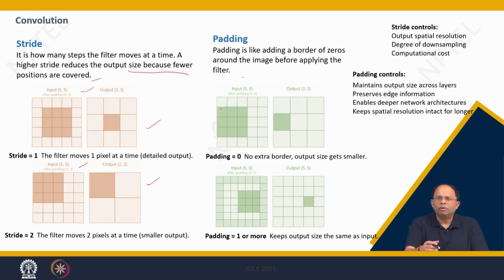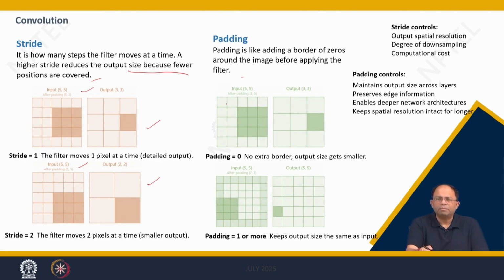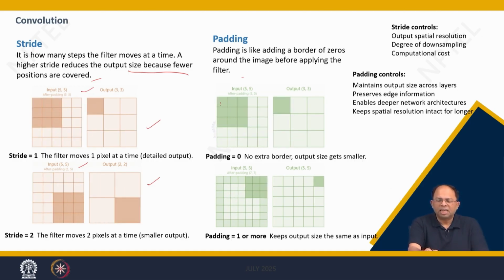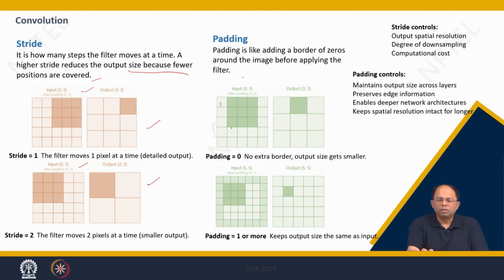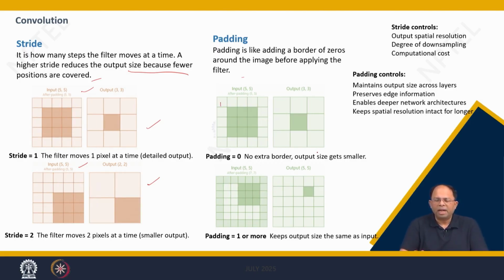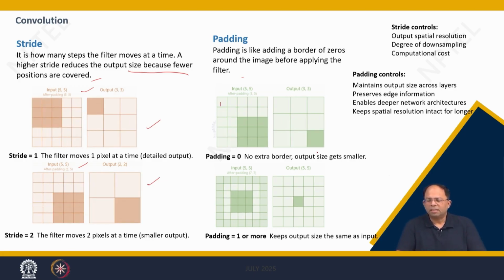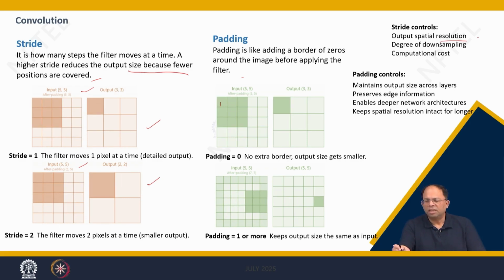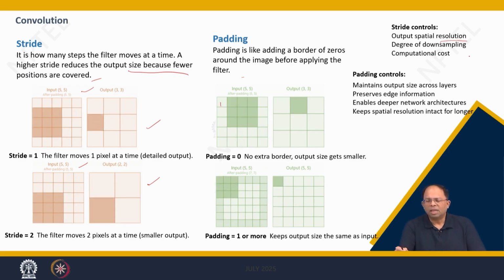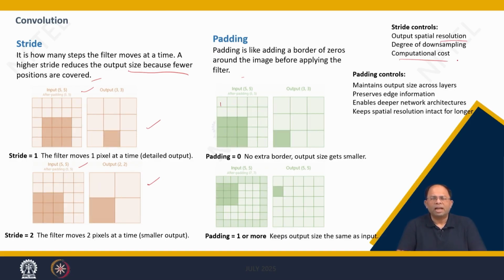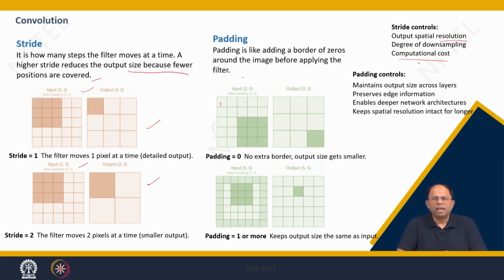But if you go over a single thing multiple times, maybe we can detect a pattern so that each pixel is connected with another pixel and so on. So that means if I can do a little bit of padding, then probably I will not lose some information. So stride basically controls the output spatial resolution, the degree of downsampling, and it also reduces the computational cost. That means if we give a larger stride, the computational cost would be less.